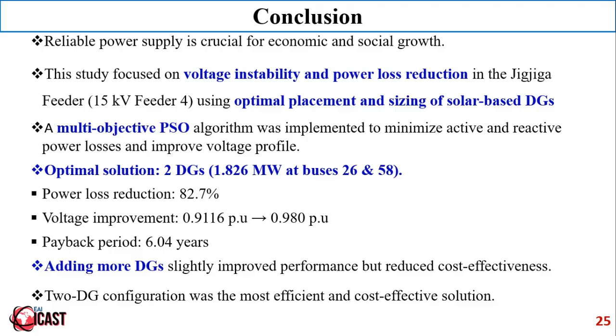Adding more DG slightly improves performance but reduces cost effectiveness. So the 2 DG configuration was the most efficient and cost-effective solution, which is the final conclusion.